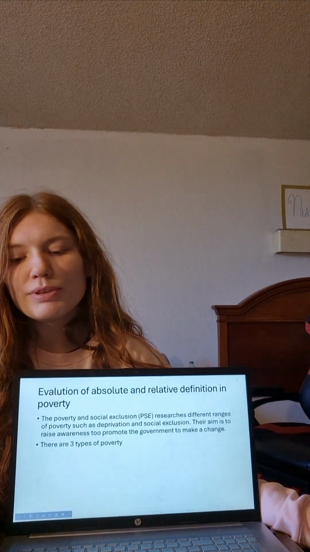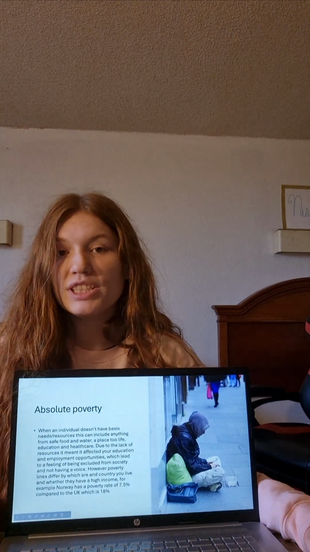Evaluation of absolute and relative definition in poverty. The Poverty and Social Exclusion (PSE) researches different ranges of poverty such as deprivation and social exclusion. Their aim is to raise awareness to promote the government to make a change. There are three different types of poverty. The first one being absolute poverty.